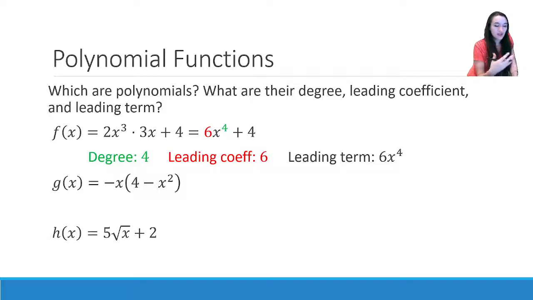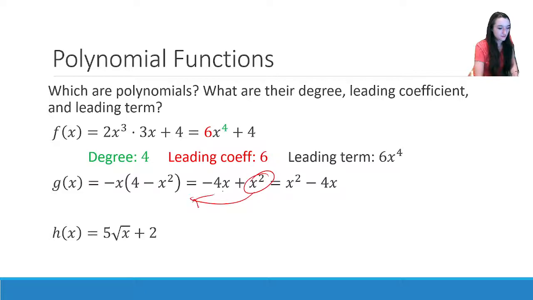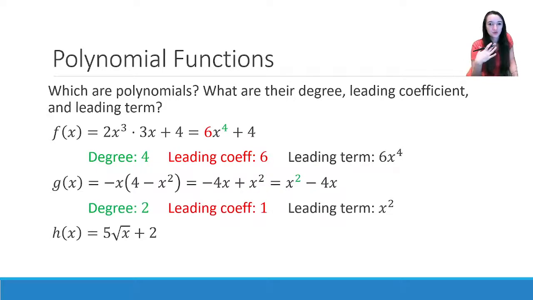Then with g of x, again, it's just going to take a little bit of multiplication. I can multiply in my negative x to both terms, so that'll be negative 4x plus x squared, but again, that's not general form. That's not really the direction I want it to be written in, so I'm going to rewrite it. I'm just taking the x squared and bringing it to the front, just so that I have it in the order I like. Then we have our leading term. The one with the highest power is x squared. So the degree would then be 2, our leading coefficient 1, and our leading term x squared. So even though the original form had the negative 4x first, the leading term is still x squared because we like things to be in numerical order by the powers.